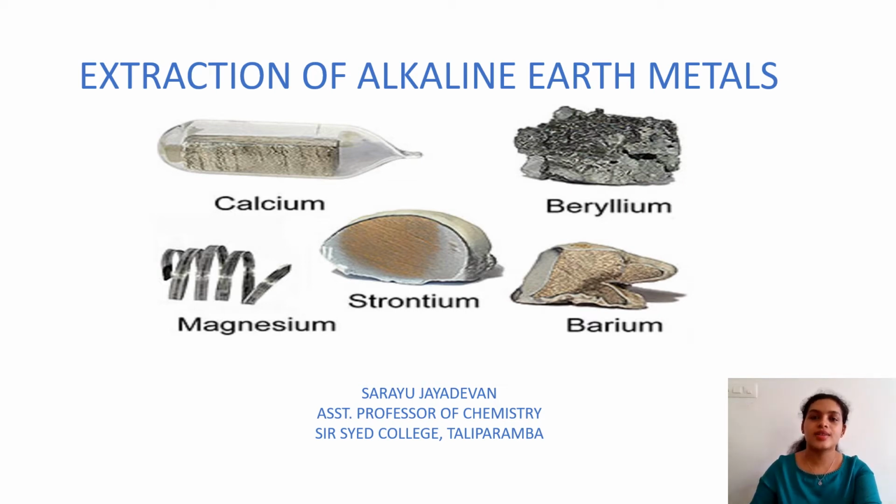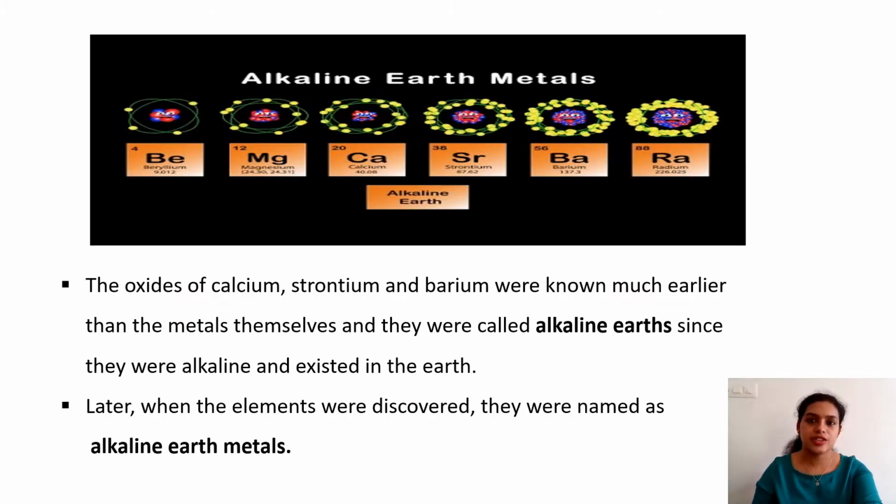Hi all, today's topic is the extraction of alkaline earth metals. Before starting the extraction process, first we have to see from where these group 2 metals received the name of alkaline earth metals. The reason lies in the fact that the oxides of calcium, strontium and barium were known not much earlier than the discovery of the metal.